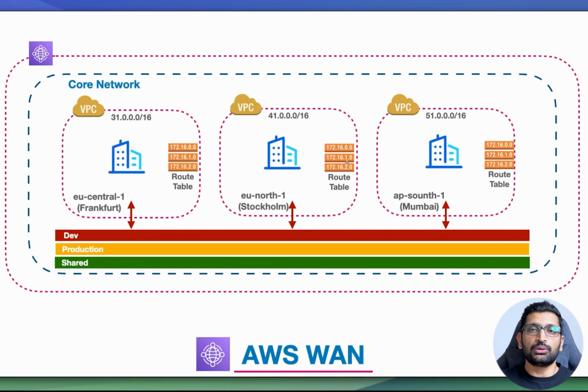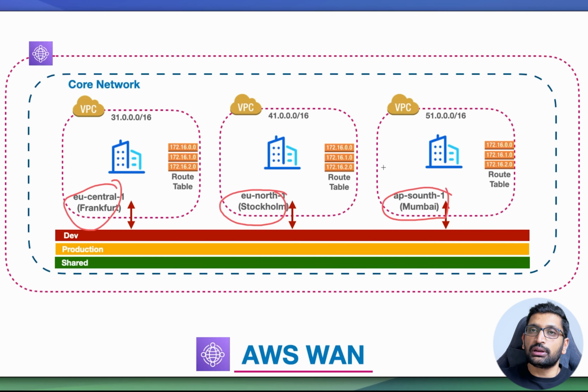Let's take a look at the network implementation diagram, which we are going to soon implement in our AWS WAN demo. Here you can see there is a network and the VPCs which I have created. As I told you, AWS WAN is multi-region. So in this example, we are going to take 3 different locations. The first is Frankfurt, the second is Stockholm, and the third is Mumbai.